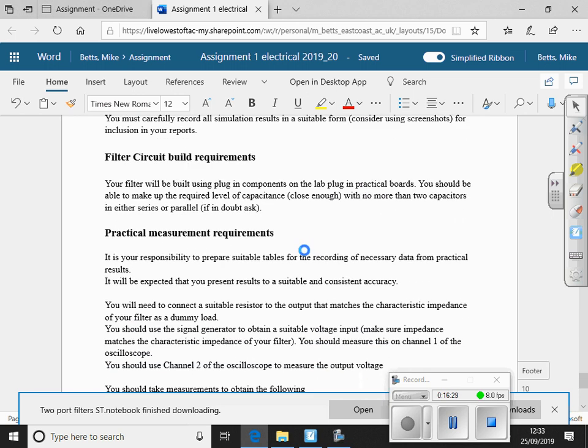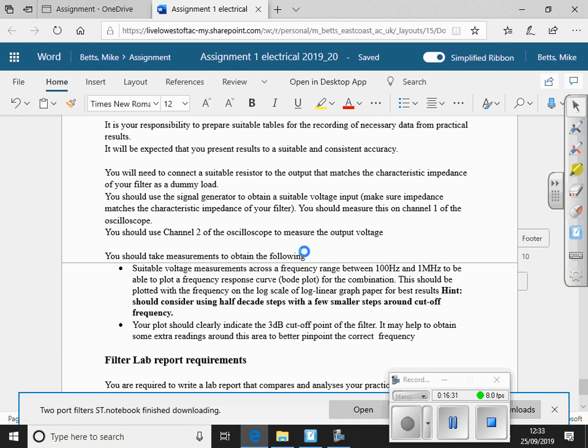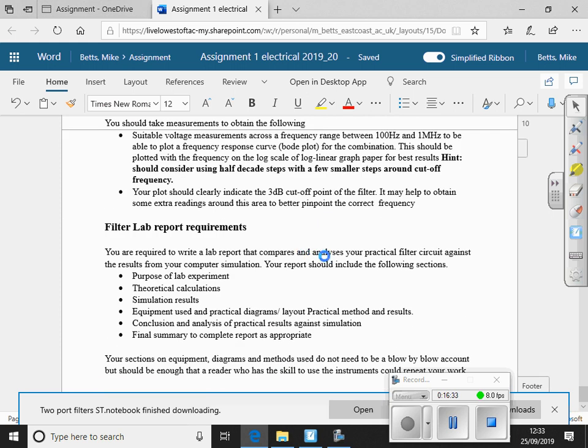So you're going to build the circuit, you're going to take measurements, and you're going to write a report. I'll issue that to you on paper next week.